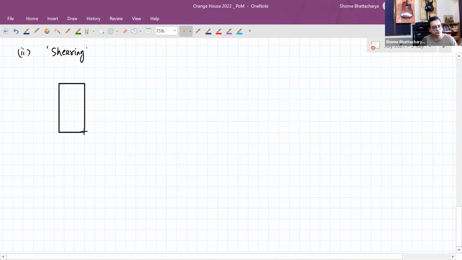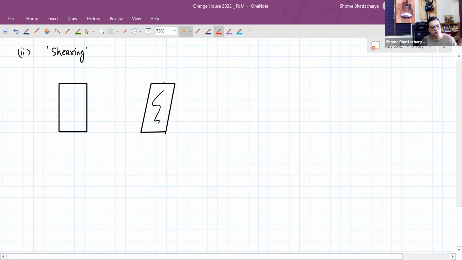So when a body which is of natural shape like this is subjected to external force which acts tangential to its surface to sort of bend it like this, then we say that it is under the action of shearing stress, which creates shearing strain.